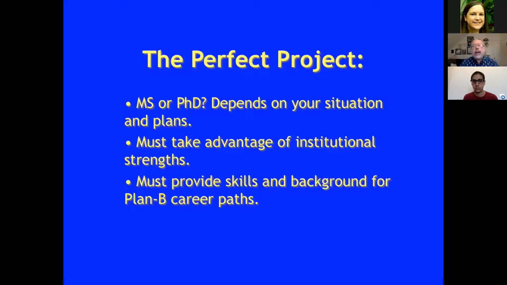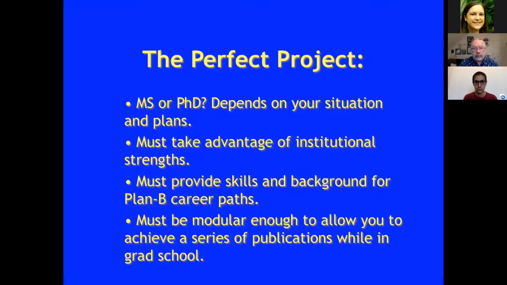All right. And whatever you do really needs to provide background information for that plan B career path, when after your 100th application for faculty positions at a research university, you finally get discouraged and decide you want to do something else. So also, whatever you do wants to be modular enough that you can spin off a series of publications while you're doing the work, while you're in grad school, so that when you come out and you're applying for postdocs or faculty positions or whatever it is you applied for, you can point to your curriculum vitae and your publications.